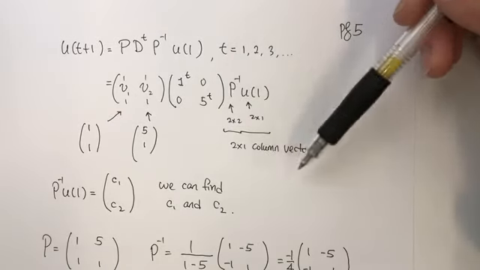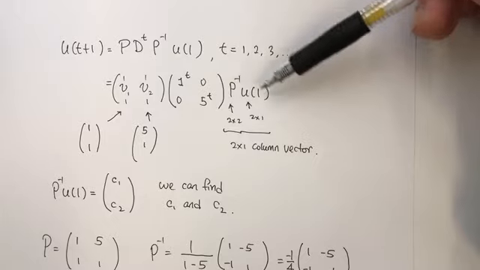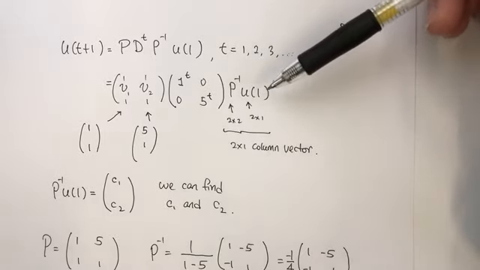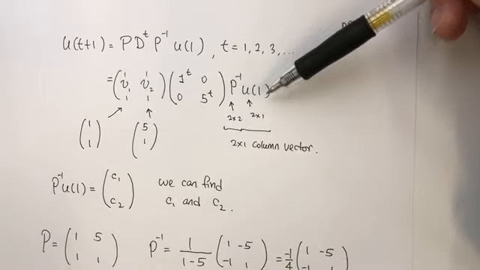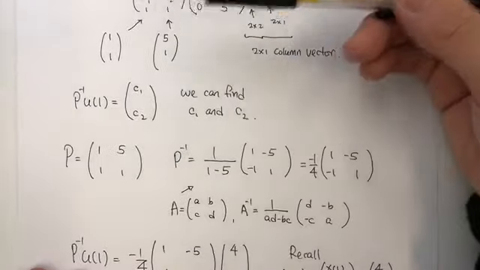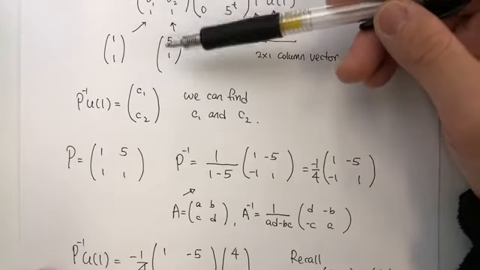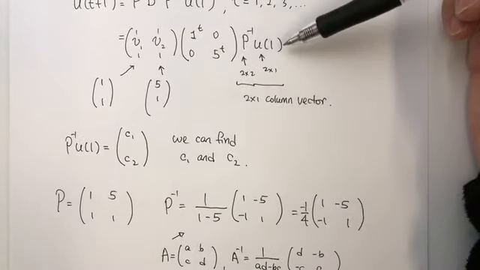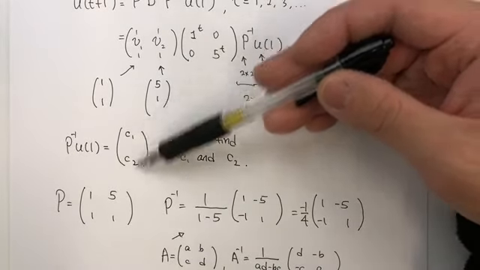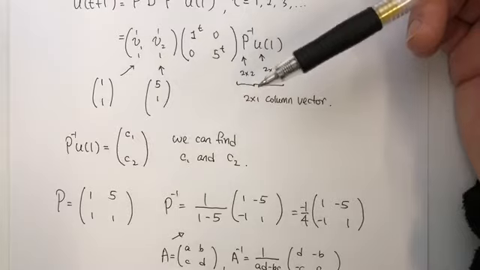So altogether, this is going to give you a 2 by 1 column vector. And we actually know the value of this. We can compute this pretty easily because we know what U1 is. At this moment, let's just call P inverse U1 as C1, C2. We can find C1, C2 easily.